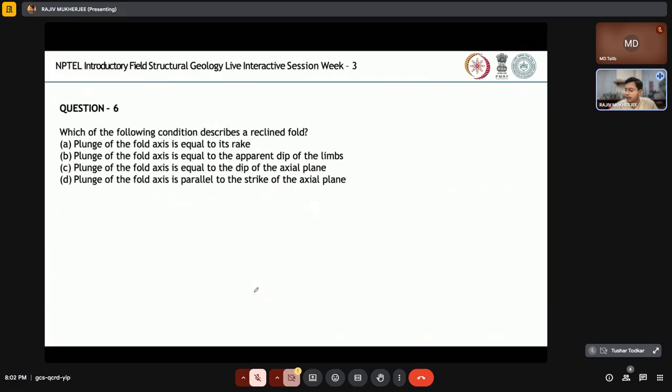Okay, so let us move on to the next question. Which of the following conditions describes a reclined fold? Option A, plunge of the fold axis is equal to its rake. Option B, plunge of the fold axis is equal to the apparent dip of the limbs. Option C, plunge of the fold axis is equal to the dip of the axial plane. And option D, plunge of the fold axis is parallel to the strike of the axial plane.